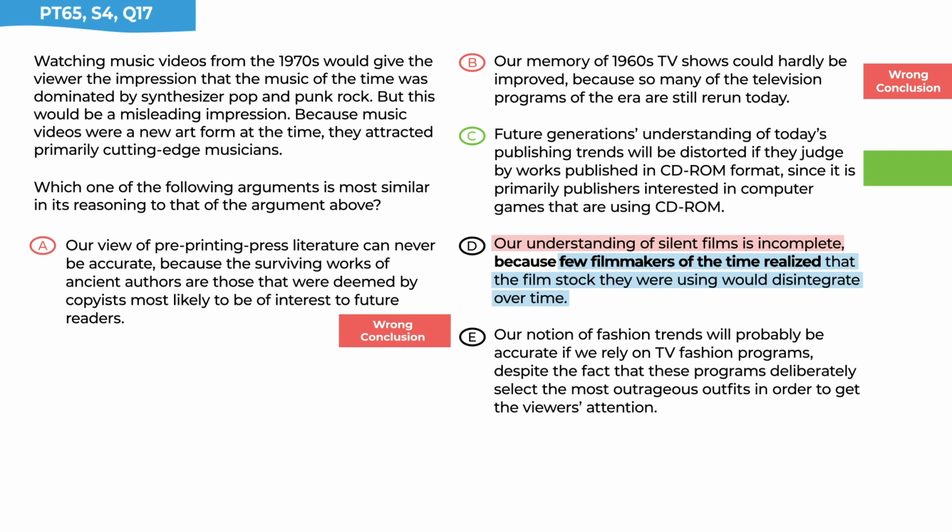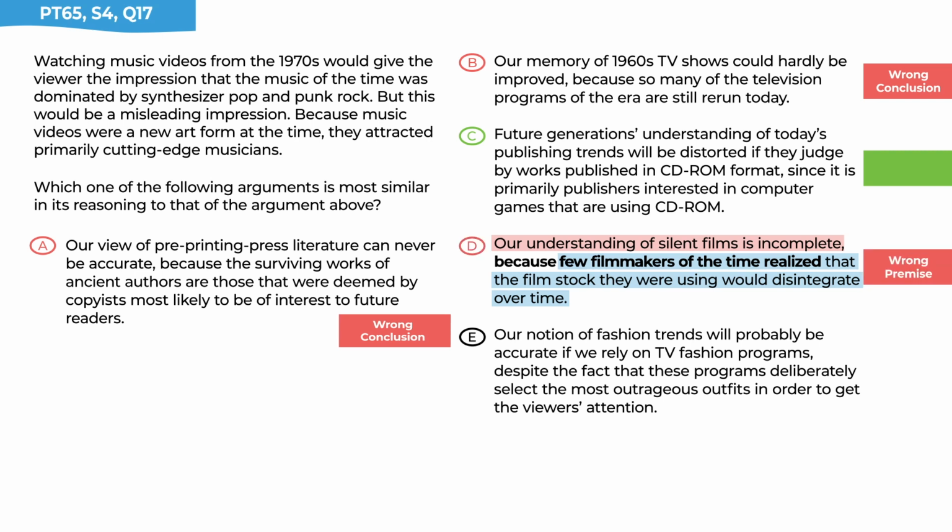This isn't showing us that the people who made silent films were an atypical subset of filmmakers. It's just saying most filmmakers of that time didn't realize how much the film would deteriorate. So I guess they didn't take precautions, and most of the silent films that were made have probably deteriorated. So that's why we have an incomplete understanding. But it's not because of an atypical sample. It's just because most of the original things are destroyed.